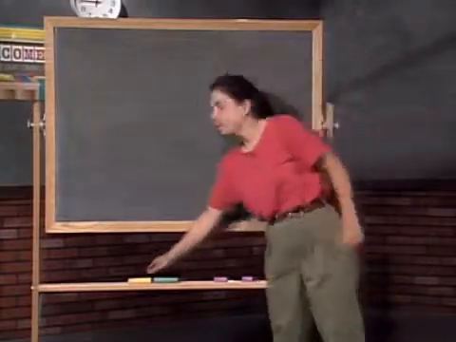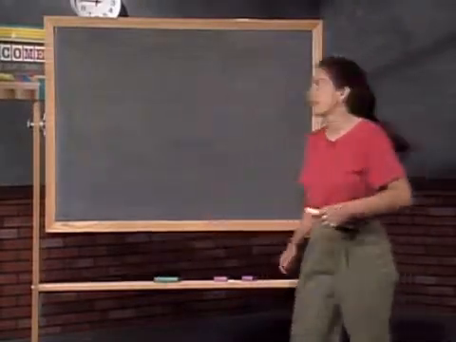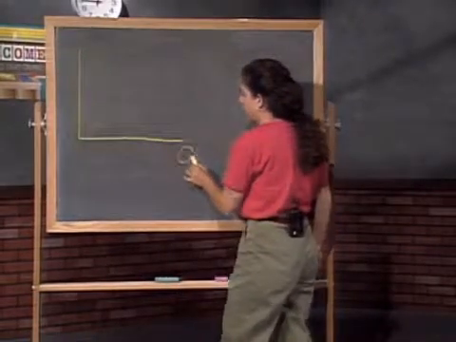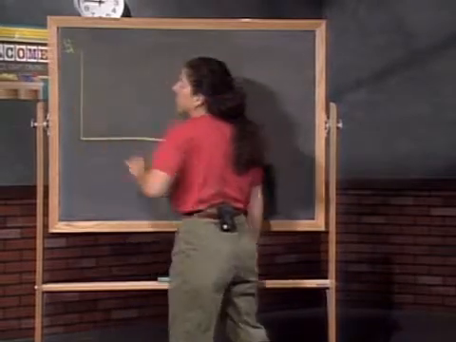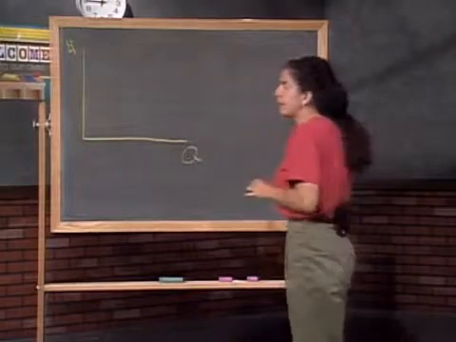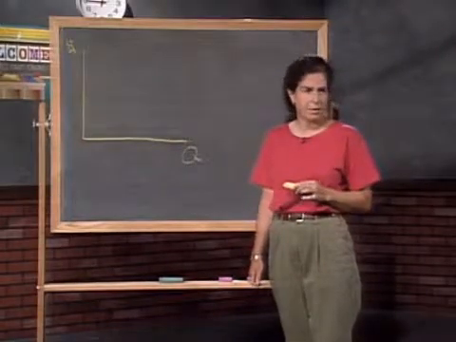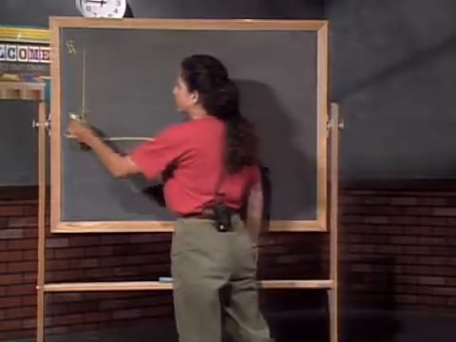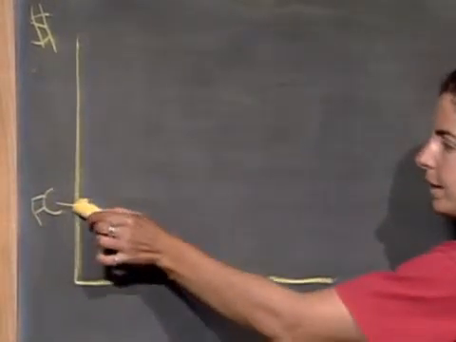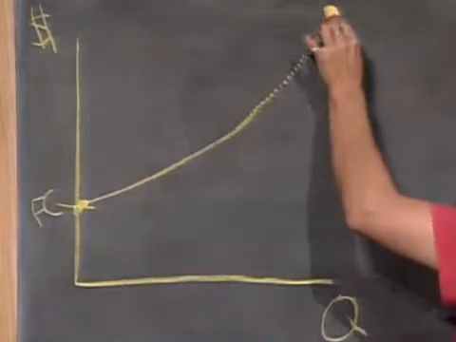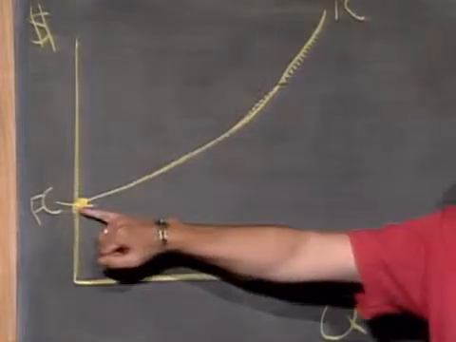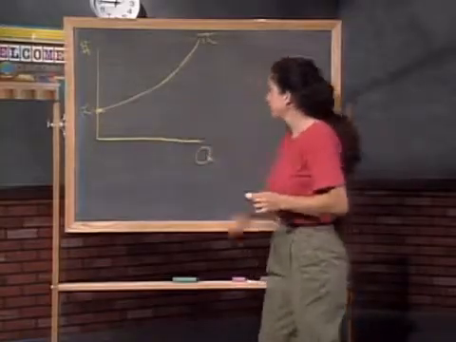Now we're going to talk about total costs, marginal costs, and average cost. In the short run, a firm has a group of costs called fixed costs that it incurs regardless of the quantity that they produce. Fixed costs might be somewhere here. After this point, costs increase as quantity increases.